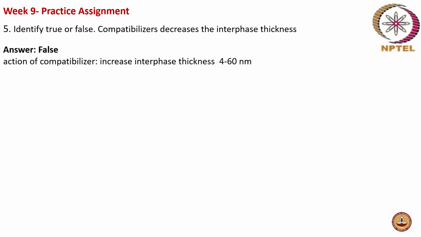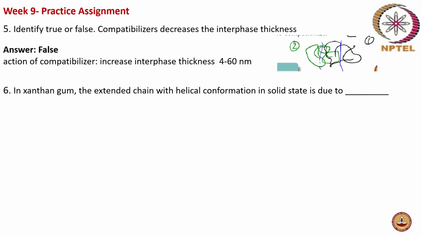So the answer is false. The action of a compatibilizer is to increase the interface thickness. So that you will have a bigger interface region where one is in two and two is in one. So there is much more blending. That's right. Now let's move on to question number 6. In xanthan gum, the extended chain with helical conformation in solid state is due to which causes this extended chain with helical conformation in case of xanthan gum.